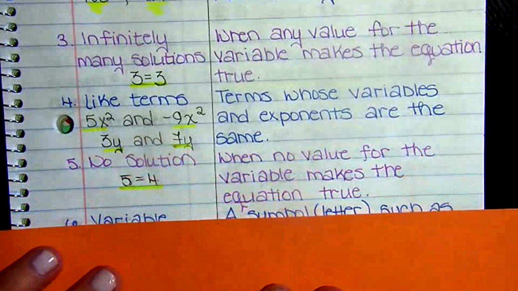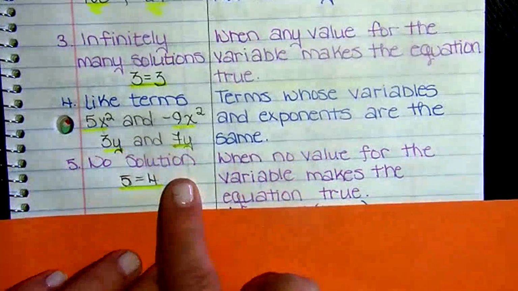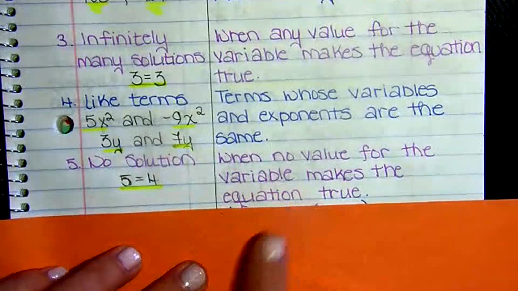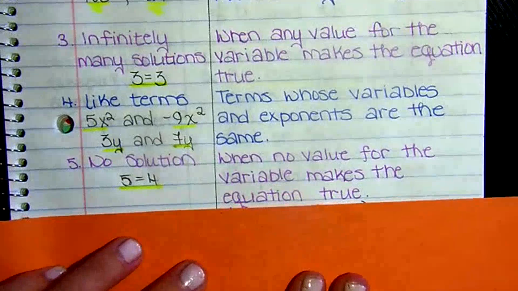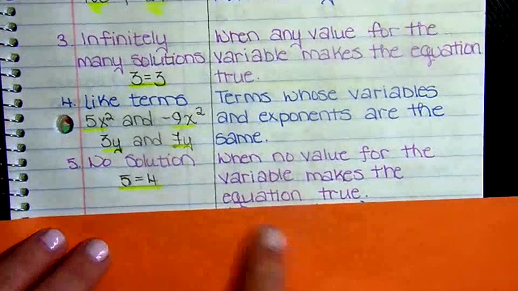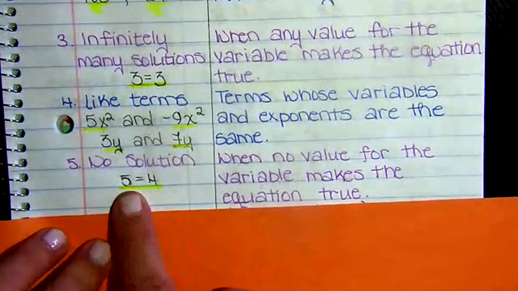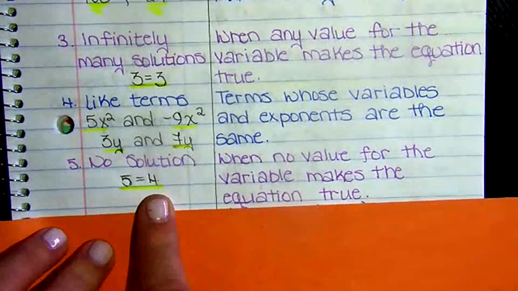Then we have no solution to an equation, and that's when no value for the variable makes the equation true, and you know that there's no solution when you end up with something that's false, like 5 equal to 4.